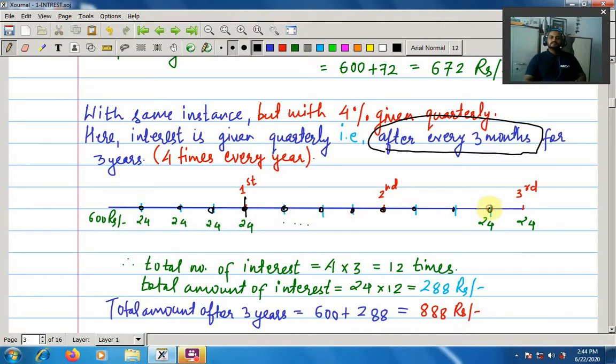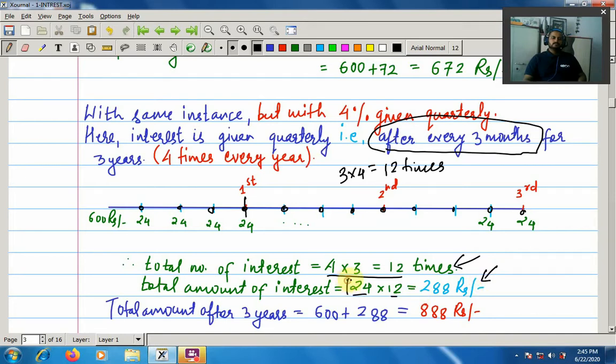Again here, you can count how many times, or simply multiply 3 into 4, 12 times. I'm going to get 12 times interest deposited in my account. So the total number of interest payments is 4 into 3, 12 times. You can count these dots. So 12 times I'm going to get interest. Total amount of interest is 24 into 12. So 288 rupees.